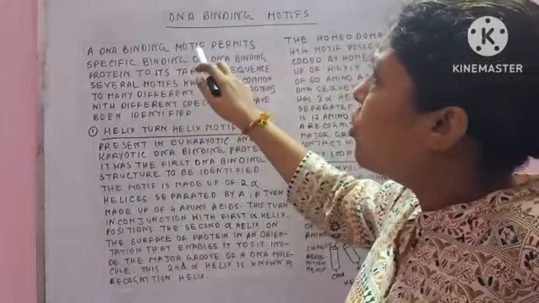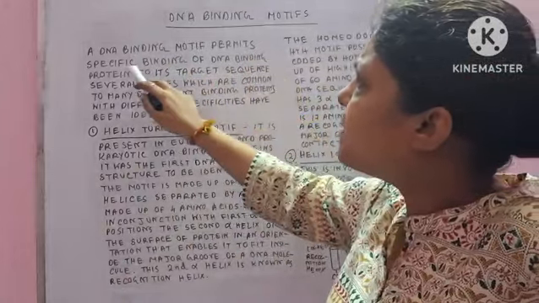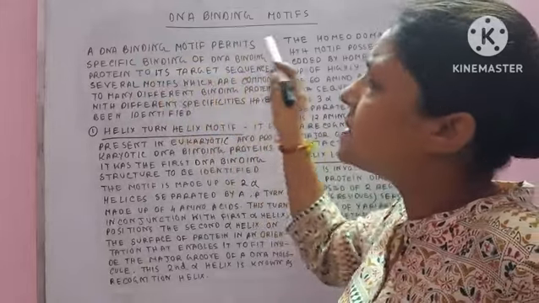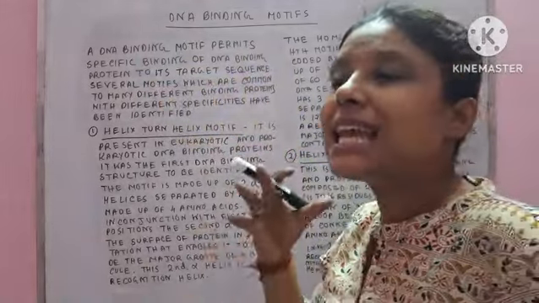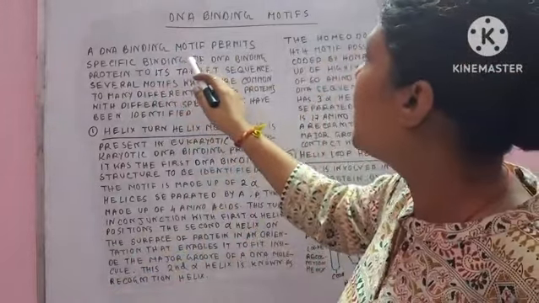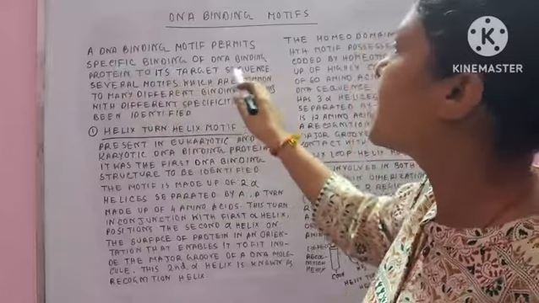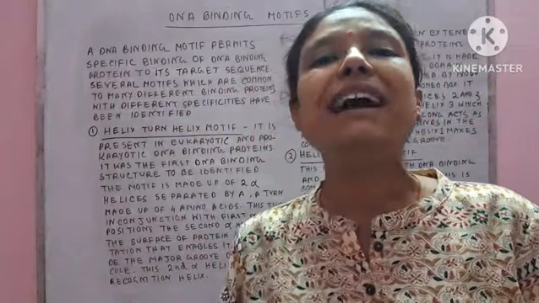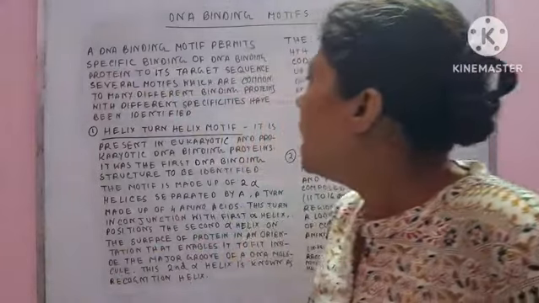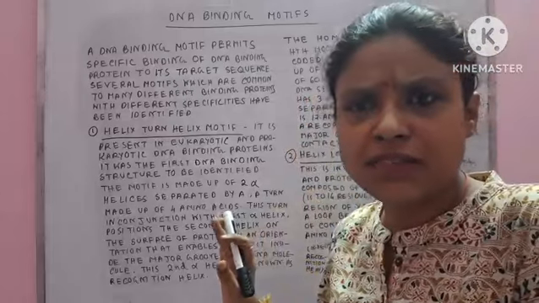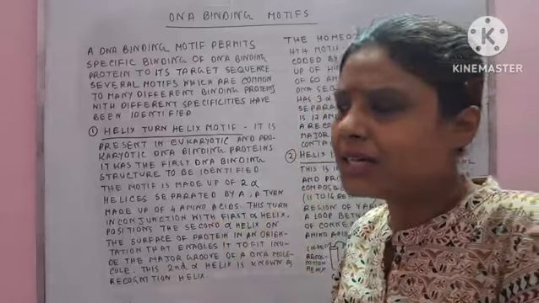The binding motif permits the specific binding of a DNA binding protein to its target sequence. That means it helps in the binding of a DNA binding protein to its target sequence. They generally help in the binding process, in a simple way. And there are different types of motifs, which were discovered by scientists.